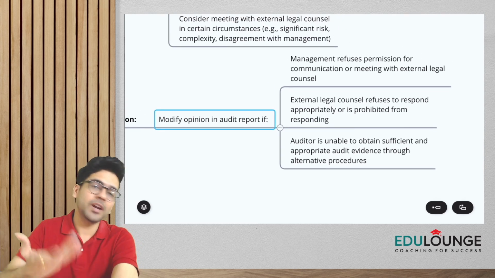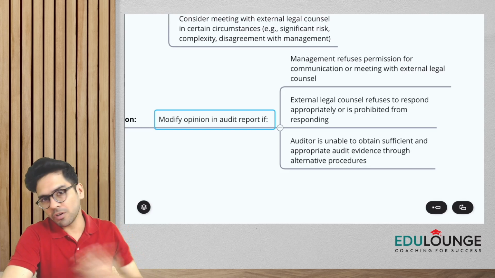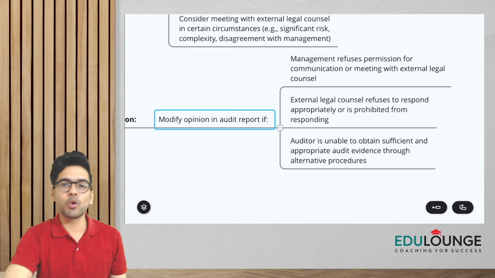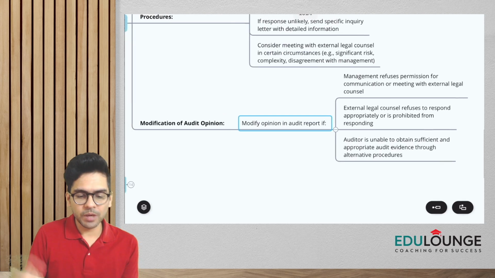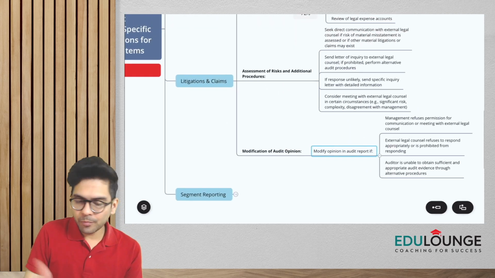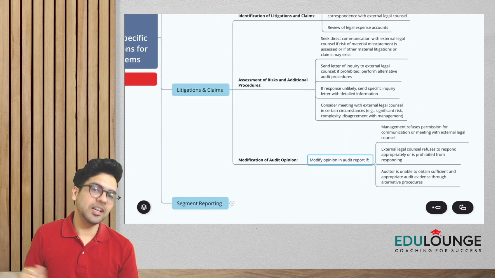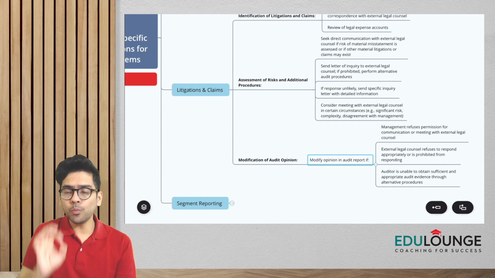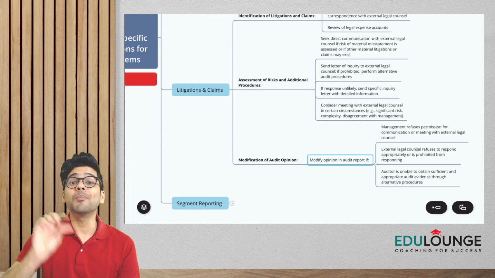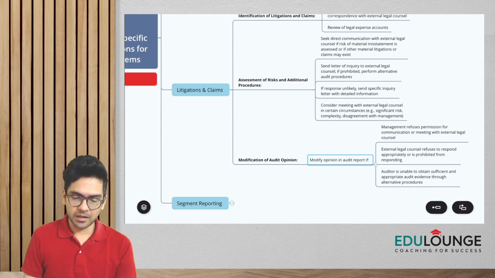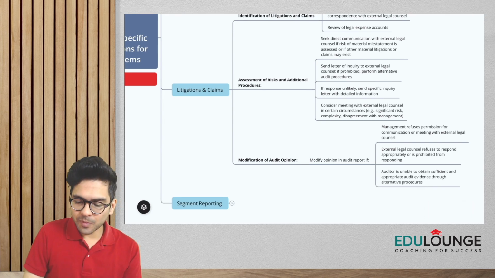In this case, you might have to modify your opinion because you have not been able to obtain sufficient and appropriate audit evidence. Okay, so done. These are the procedures, guys, with respect to litigation and claims. Again, let me tell you, the entire procedure revolves around completeness of litigation and claims. Okay, and the last part, guys, is very simple.